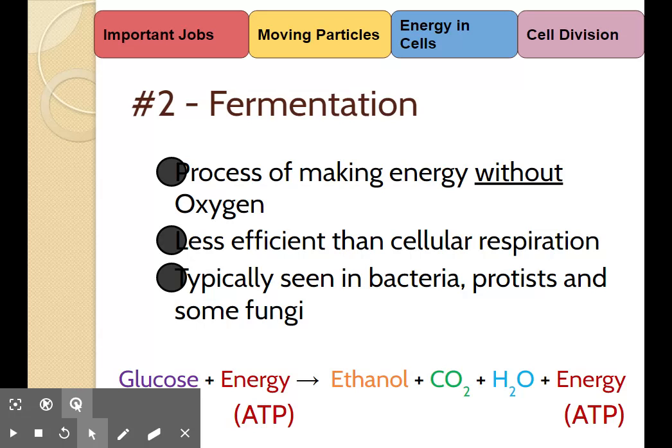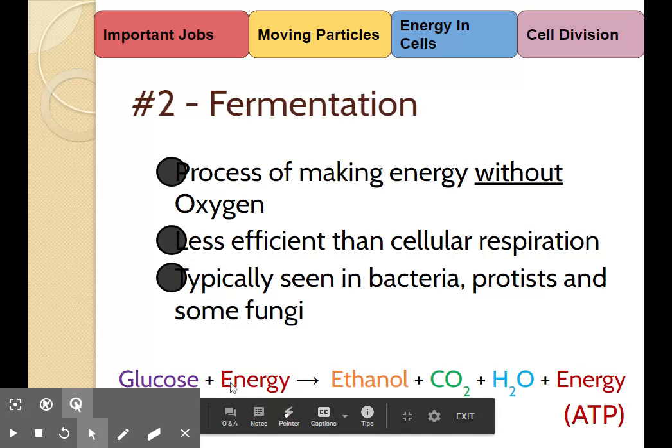But it happens to us, especially if you've been running around for a while and you start to get a cramp on your side, or your muscles start to cramp up. Those cells are running out of oxygen. Slowing yourself down and taking some deep breaths is going to really help you clear out that cramp, because you're feeding that cell oxygen. And that gives you glucose plus energy, makes a type of ethanol. That's giving you that feeling that everything really hurts. And then carbon dioxide, water, and energy.